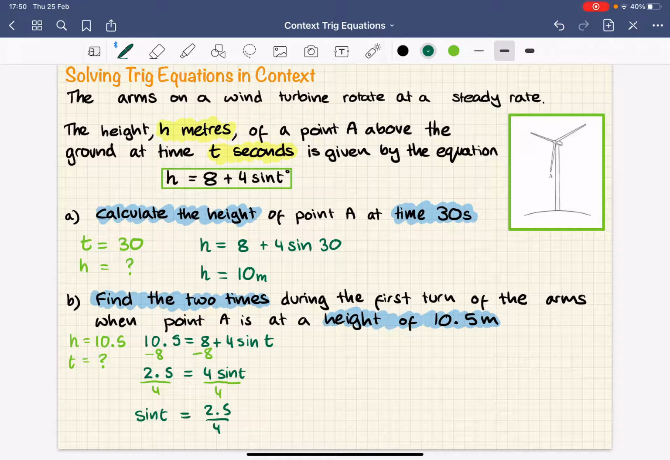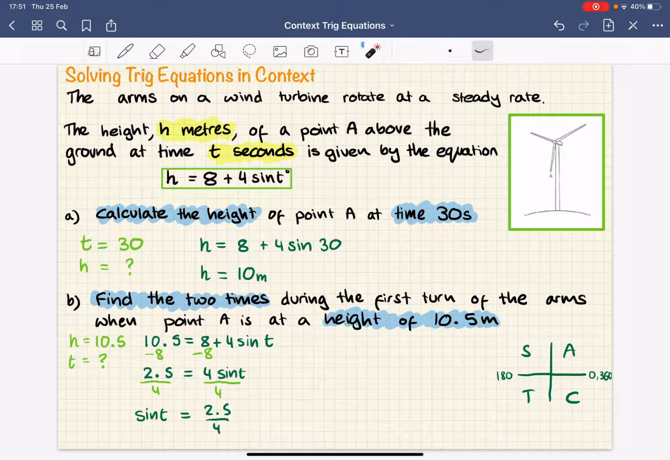So now I need to go to my CAST diagram, so I need to draw one out. All Silly Tom Cats. So sine t, that answer is positive, so I want to tick everywhere where sine is positive. Sine is positive at A for All and at S for Sine. So I just need to find out what my x is as normal, and then my other answer would be 180 take away x. So that's what I'm going to do.